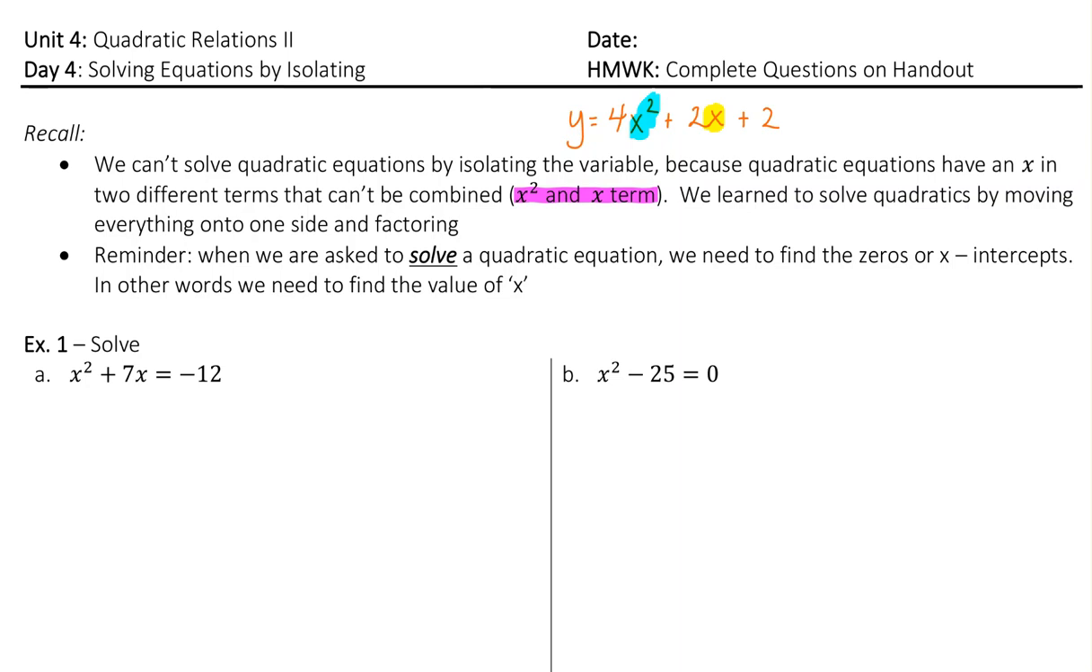So instead of isolating, we learn to solve quadratics by moving everything to one side and factoring. Whenever we're asked to solve a quadratic equation, we need to find the zeros or the x-intercepts. We should know that. In other words, we're solving for x. When we go through the examples today, some of it is going to be factoring, and there'll be other parts when we only actually have one variable in our problem where we can in fact rearrange the equation, make one side of our equation equal to 0, and then solve.